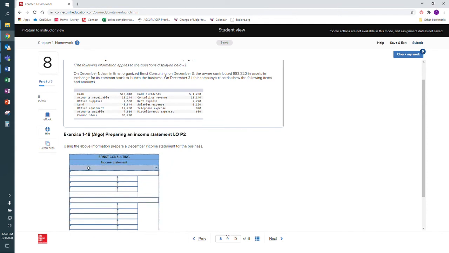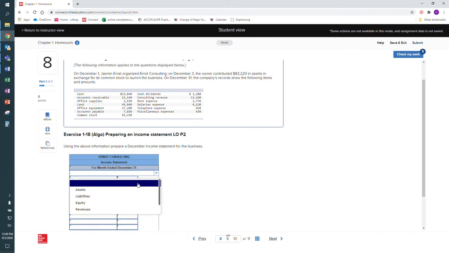Also, you've got to have a good header. In the header, you're going to pick whether the income statement is a point in time statement, meaning as of December 31st, or a period of time statement. This is a period of time statement. The income statement covers a month, a quarter, or a year, so it's going to say for the month ended December 31st.